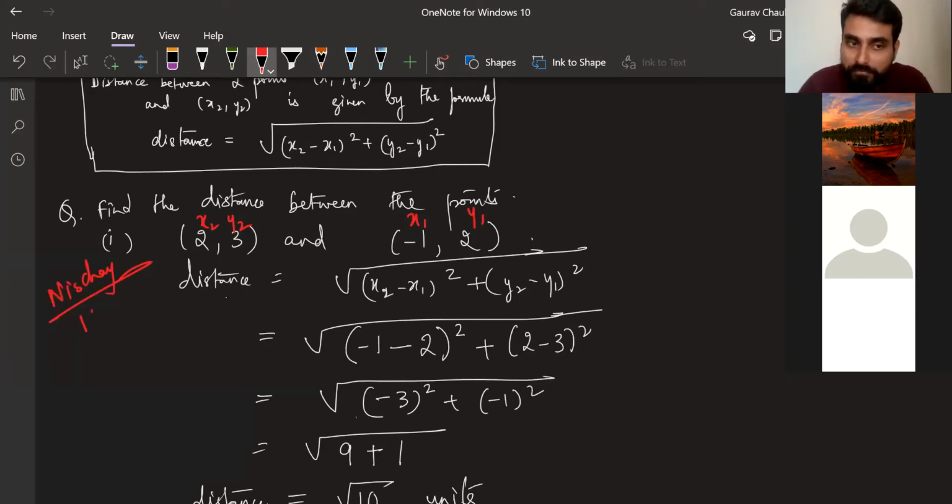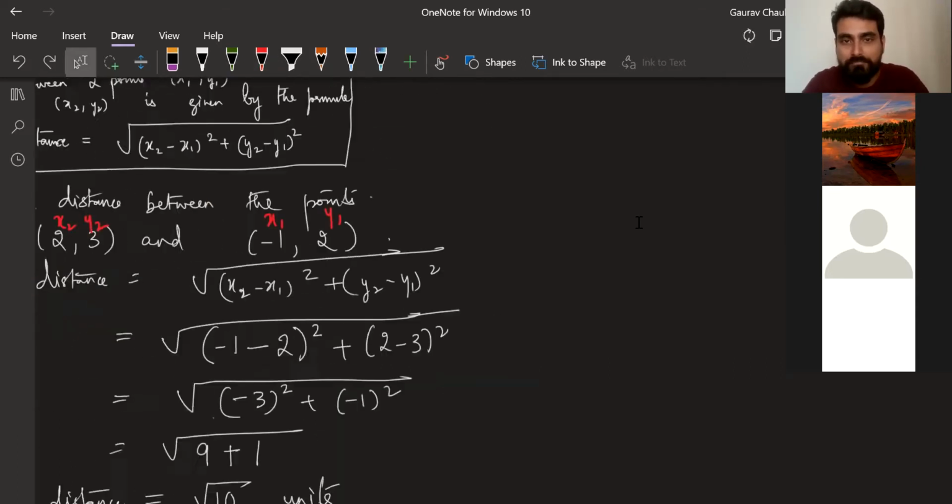Sir, because we are taking squares of it. Perfect, because we are taking square. Even after subtracting, we are actually taking square. So if I do this, I'll just show it to you. So what will I get? First let's do this. I'm taking it the other way around.